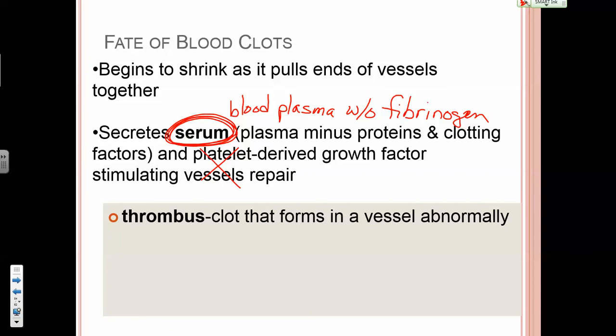All right. Now, it's good that we have blood clotting. But sometimes blood will clot abnormally. And that abnormally formed clot, where there's no tissue damage or anything, the blood just clots, is called a thrombus.